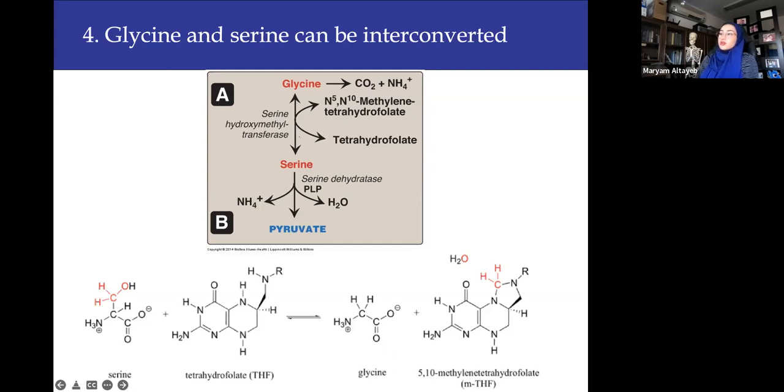And these are all derivatives of folic acid or vitamin B9. And again, we're going to talk about that later. But just so you guys can see, serine is going to combine with tetrahydrofolate to give glycine and, I'm just going to say MTHF, and this reaction can go the other way, right? So glycine and MTHF can convert into serine and tetrahydrofolate, okay?